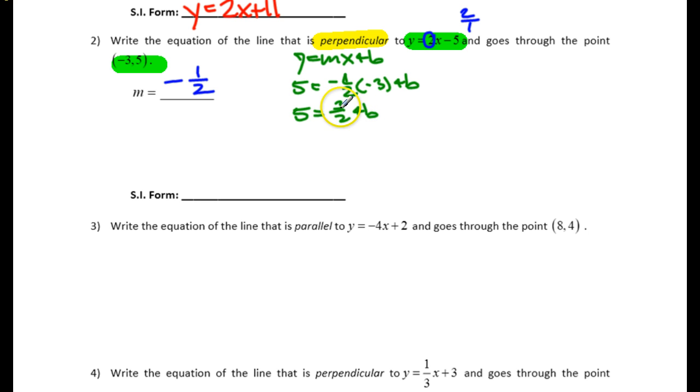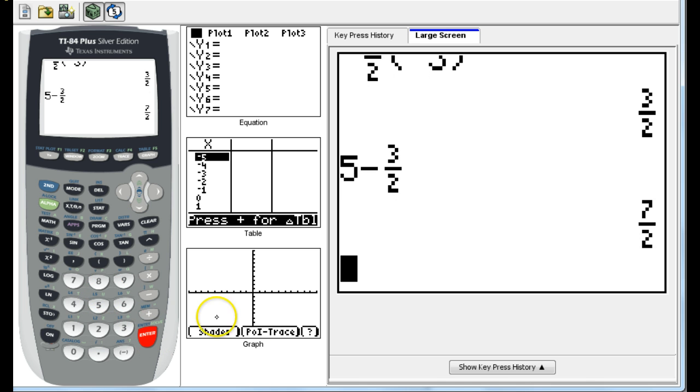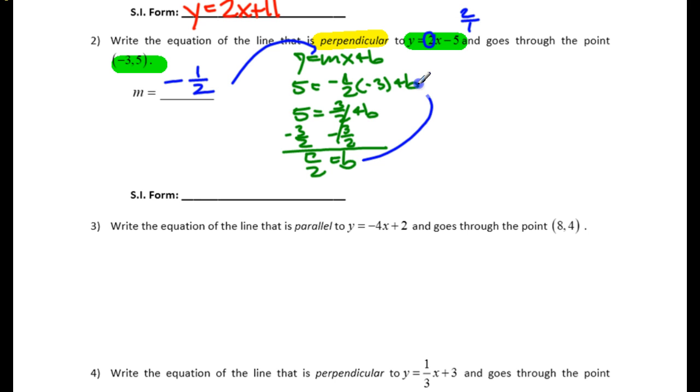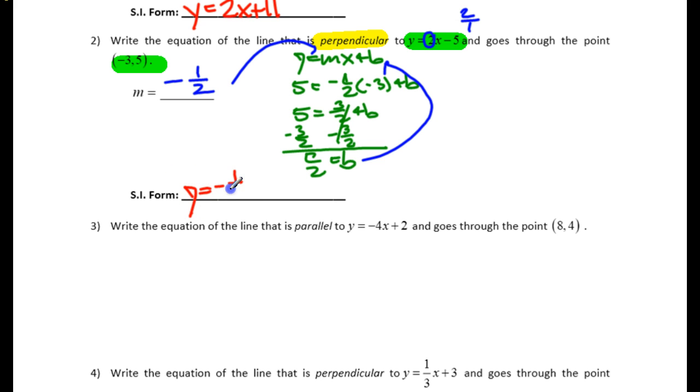I'm solving for b. Now I know it's a fraction, but just like a real number, to get rid of it, I'm going to subtract it. So let's see what our b is. We're going to do 5 minus 3/2 back in our calculator. 5 minus 3 over 2, 7 over 2. So now we got everything we need. We're going to plug in the slope, the m, plug in the b. So the new equation of the line will be y equals negative 1/2 x plus b. Okay, so that's all you're doing here.